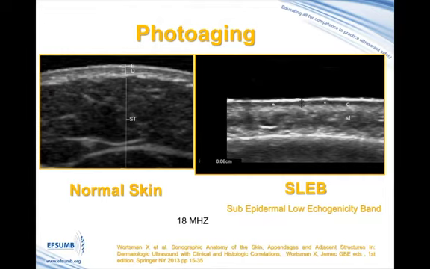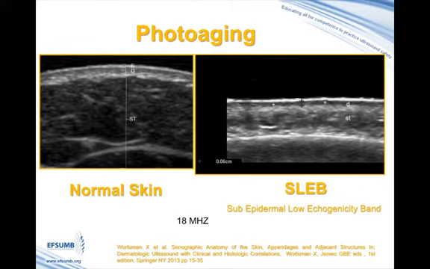If we compare the normal skin on your left and the skin with photoaging signs on your right, you will immediately notice a hypoechoic band in the upper dermis. In this case, this band is marked with asterisks. The band that I'm talking about is called SLEB, which is an acronym for Subepidermal Low Echogenicity Band. What is the importance of this band?